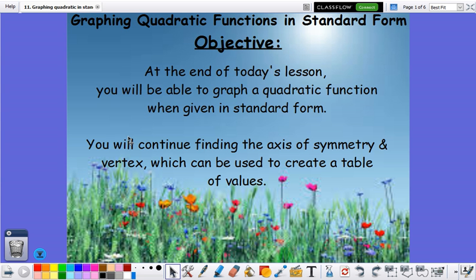Graphing quadratic functions in standard form. At the end of this lesson, you will be able to graph a quadratic function when it's given to you in standard form. You'll continue finding the axis of symmetry and vertex because these values can be used to create a table of values so we can graph.